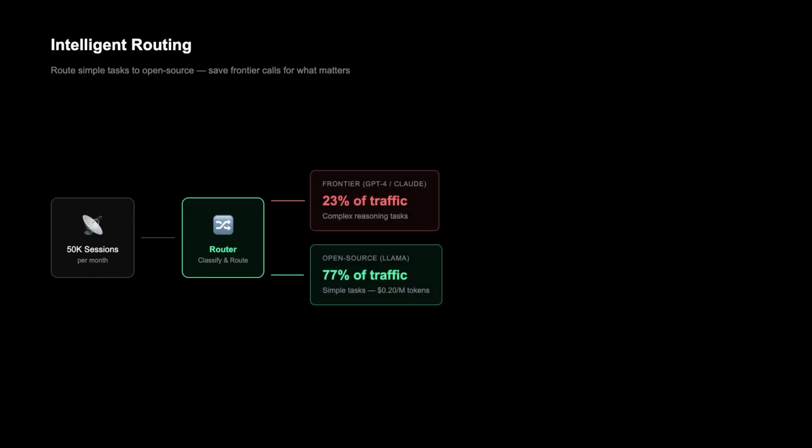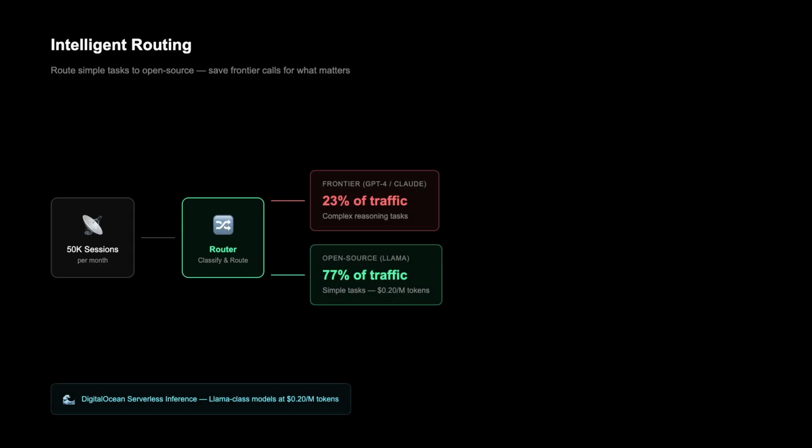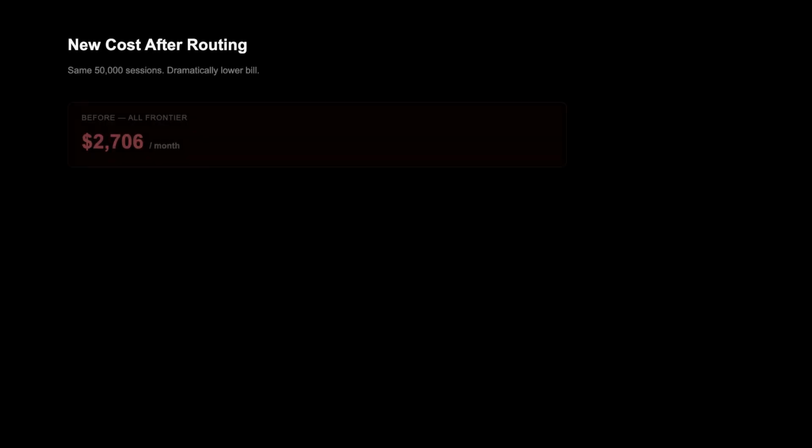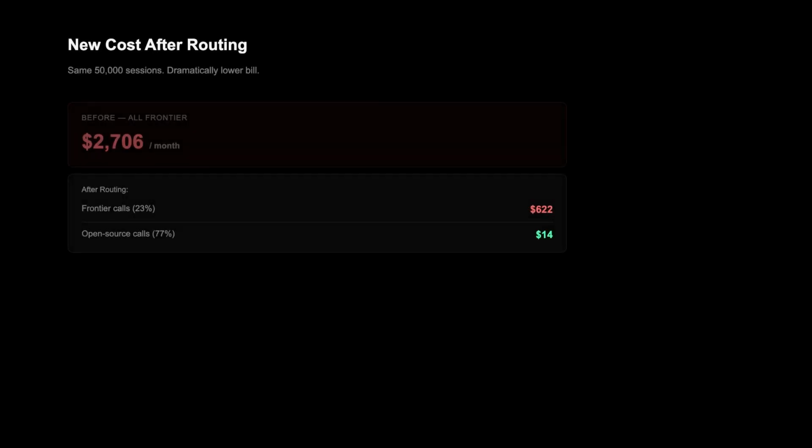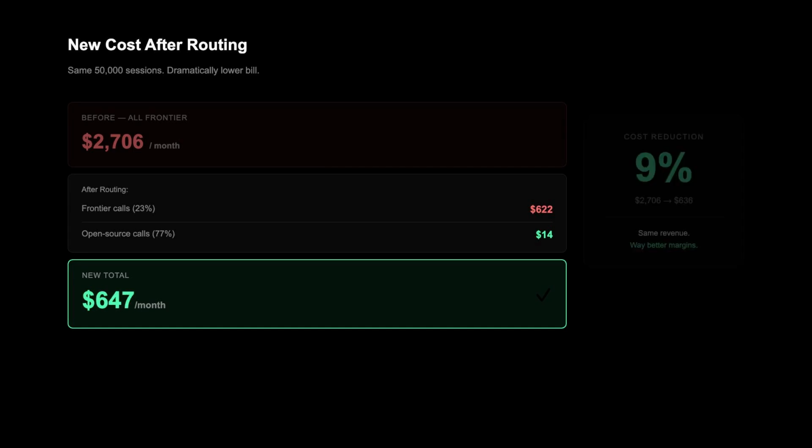Frontier calls, which is around 23%, come to around $622. Open source calls, which is around 77%, come to around $14. Now the new total is $636 per month compared to $2,706 that we calculated before. With the same revenue, your gross margin now jumps to around 87%. This approach has been used by companies such as Lovo that reported around 40% cost reduction by using Inference Router by DigitalOcean while maintaining speed, accuracy, and reliability.